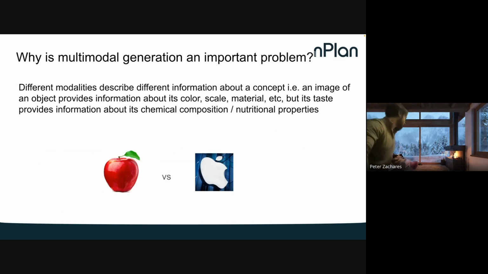But it can also help disambiguate things. When you see "apple" in text, you don't know if they're talking about the company or the fruit. So including different modalities allows you to include different types of information about the same concept that you want to perform inference on.